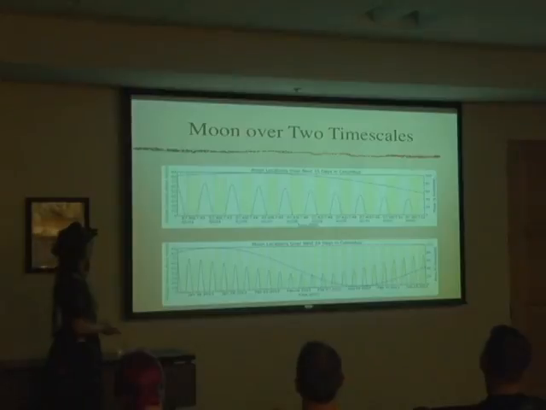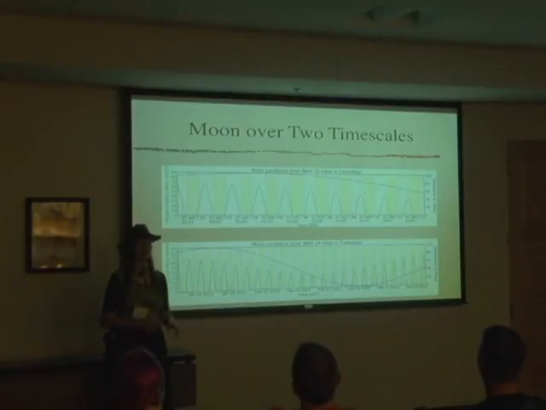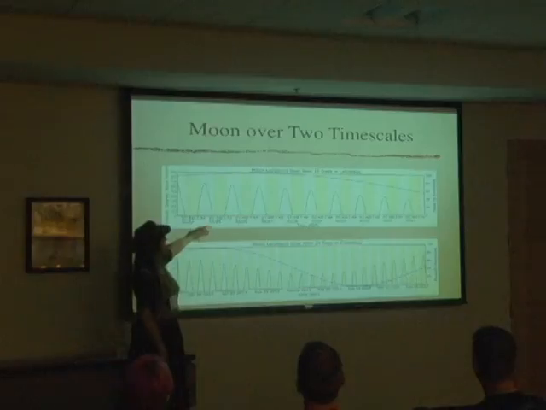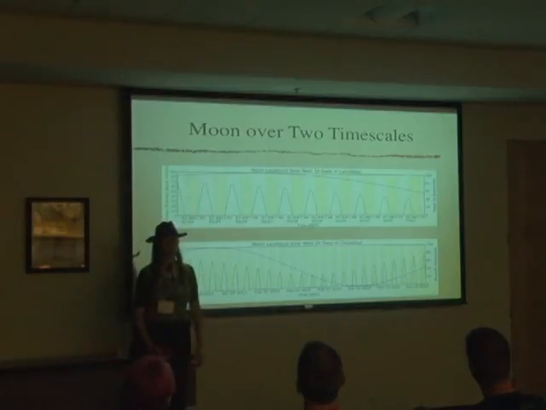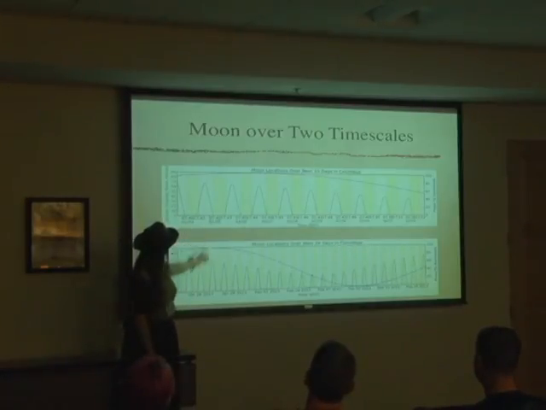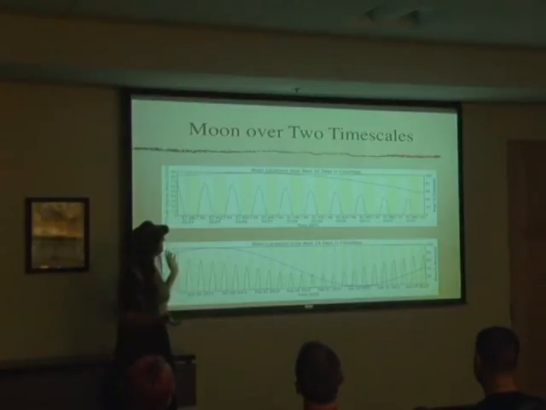Another fun thing you can do is the same data may look very different over 2 different timescales. So this is what the moon does. And the yellow stripes are when the sun is up, between sunrise and sunset. So that way you know if the moon's going to be up at night or during the day. And so this is the height of the moon in the sky, the altitude, and the blue line is the moon's phase.